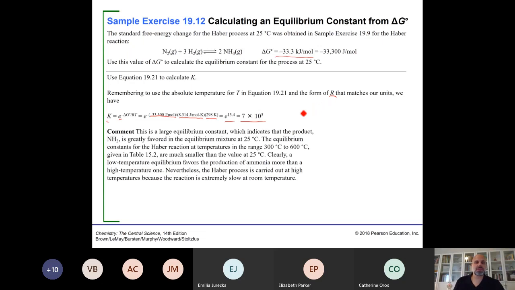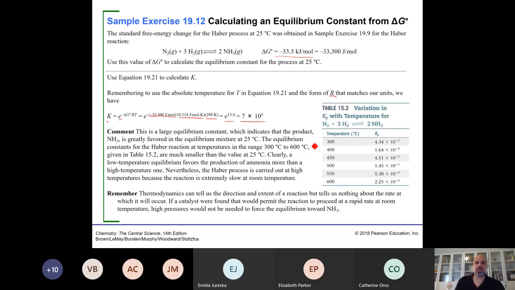So this is a large equilibrium constant, which indicates that the product, ammonia, is greatly favored in the equilibrium mixture at 25 degrees Celsius. The equilibrium constants for the Haber reaction at temperatures in the range of 300 C to 600 C are given in this table. These are the equilibrium constants at the higher temperatures.